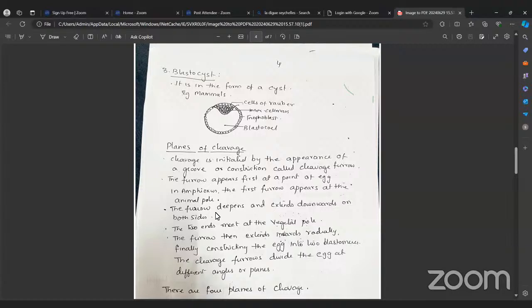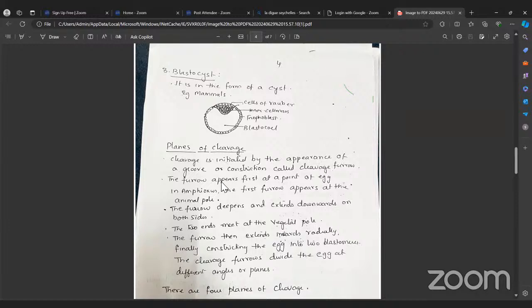The place where yolk material is present in large amount is called the vegetal pole, because later on it will be supplying the vegetation to the developing embryo. That is the reason why it consists of the nutritive material. It is called the vegetal pole. And the pole where the cells are present and the division of the cells is taking place is called the animal pole.